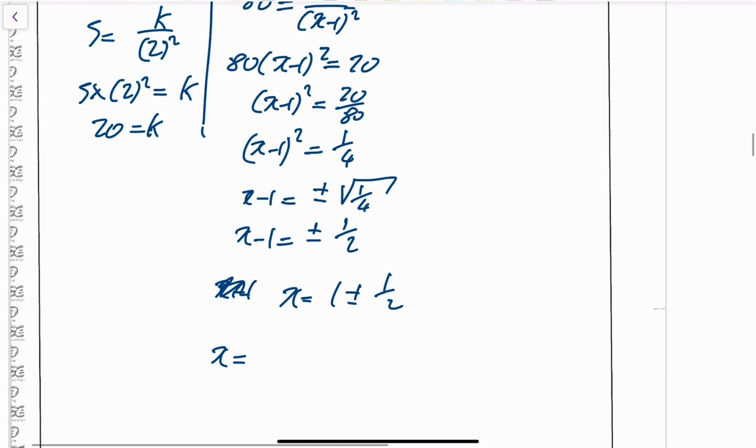Which means x, we'll do the minus first. 1 minus 1/2 is just 1/2. We'll do the positive one. 1 plus 1/2 is 1.5. So you can see we've got our two answers.